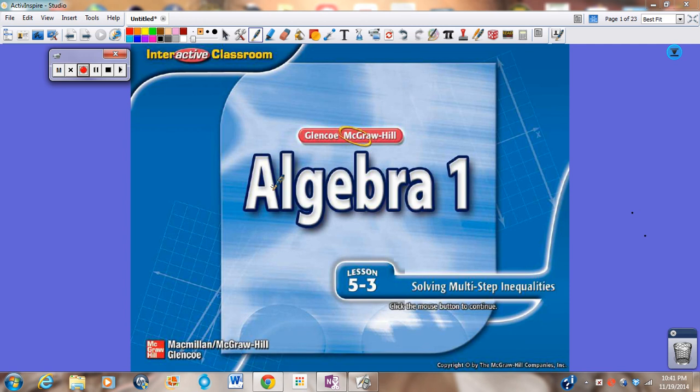Okay, welcome everyone. In this lesson we're going to be working on solving multi-step inequalities. So now we're moving from doing just one thing, whether it be adding, subtracting, multiplying or dividing, which is what we've done in the previous lessons, to now doing more than one step. So either a two-step or a multi-step equation. So you have to do multiple things. Let's go ahead and get started here.